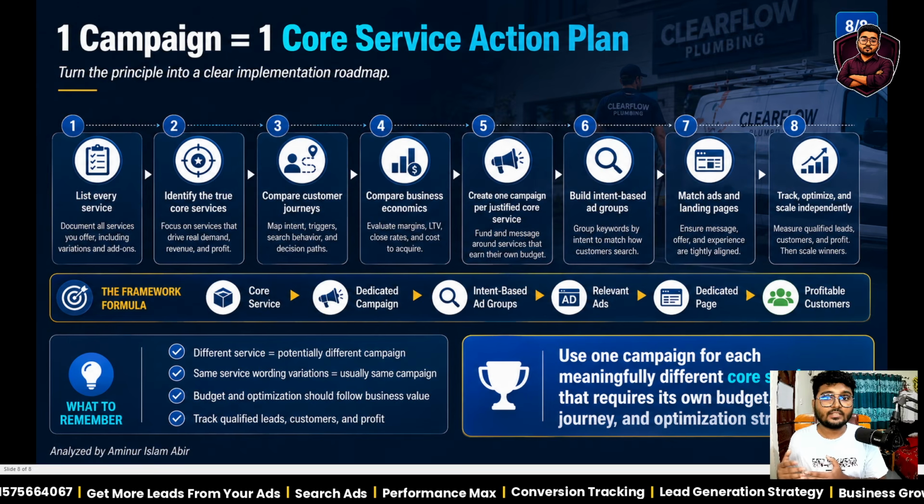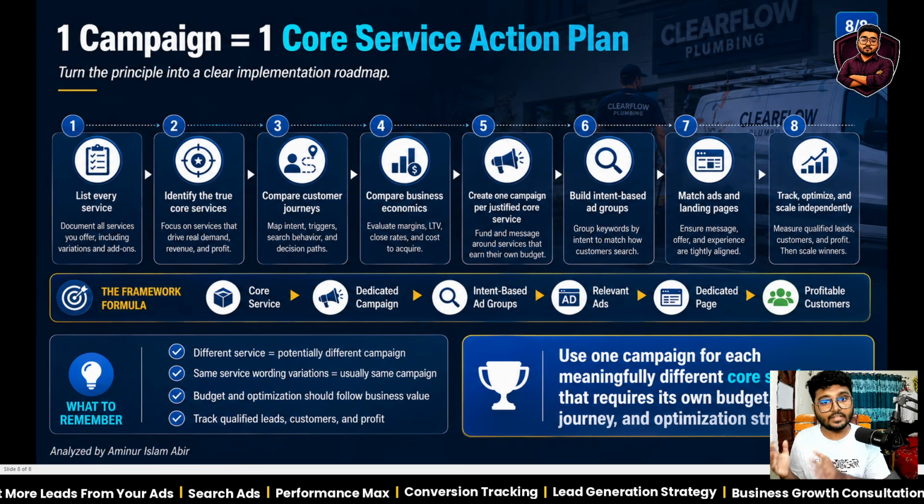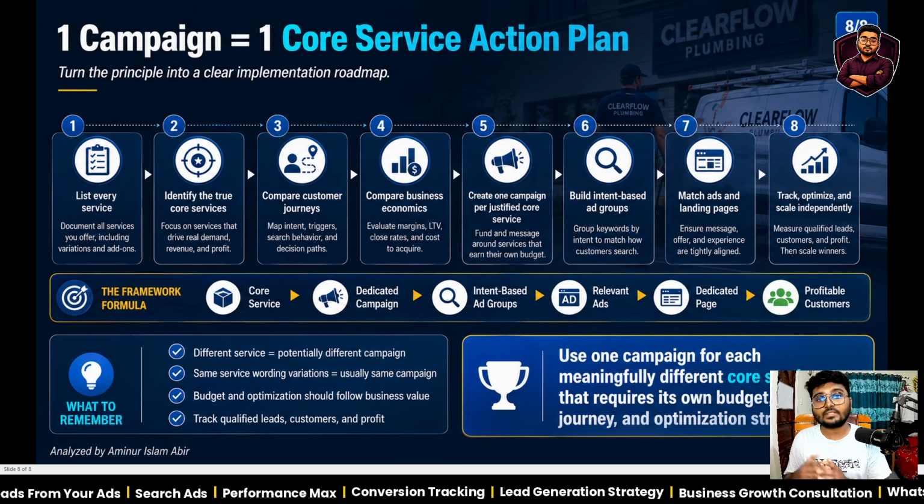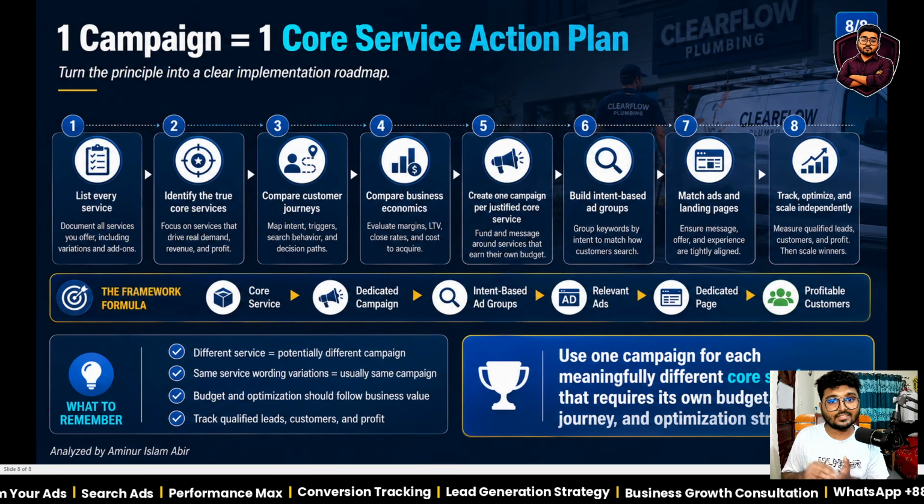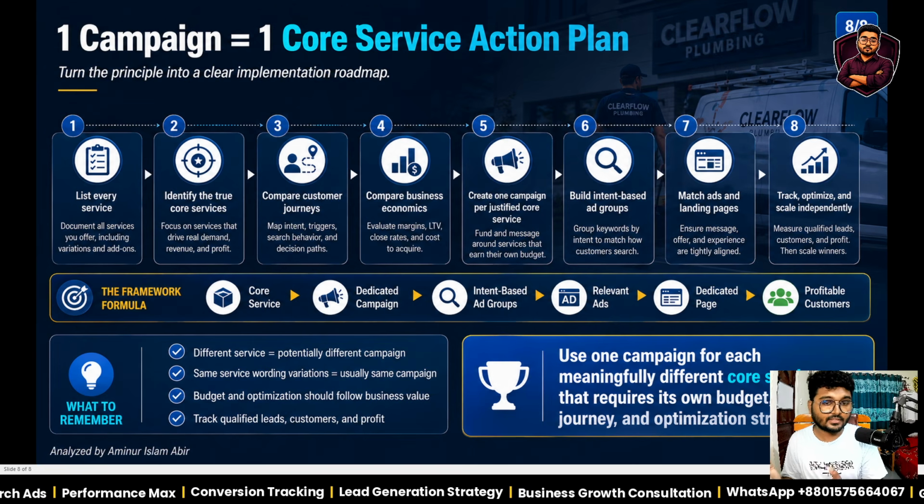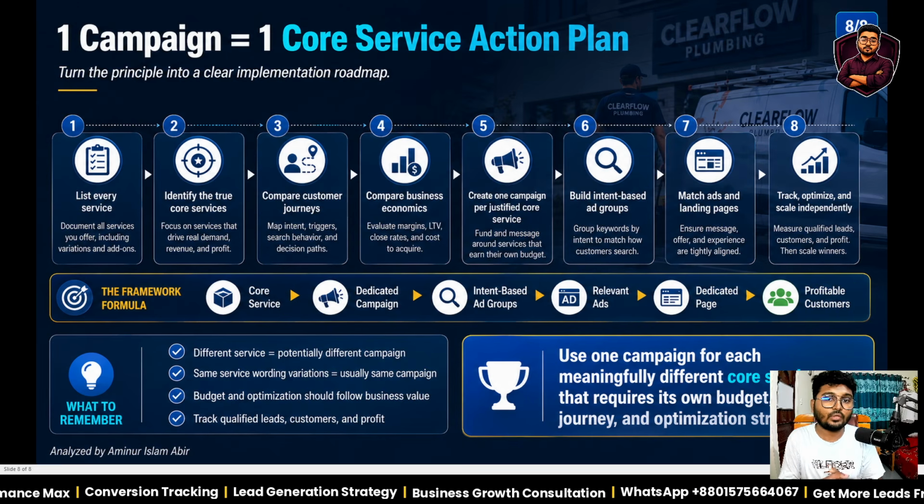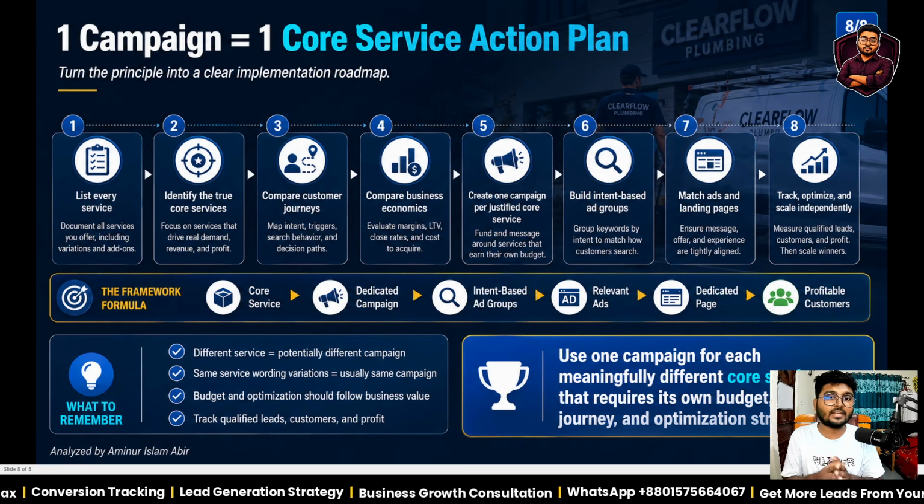Step 2, identify the true core service. Separate major customer needs from minor keyword variation. Step 3, compare customer journeys. Check whether services differ by urgency, advertising message, landing page, CTA, or sales process. Step 4, compare business economics. Review customer value, acceptable CPA, closing rate, margin, and profitability.